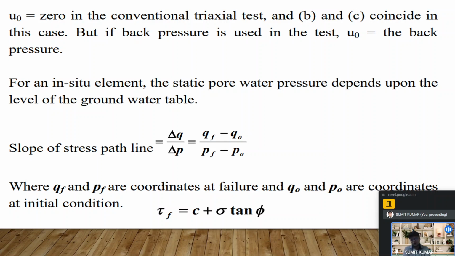valid. So in those cases, for in situ elements, the static pore water pressure depends upon the level of the groundwater table. The slope of the stress path line is delta q by delta p, and delta q is nothing but q final minus q initial, where q naught is the initial condition. Similarly, delta p is p final minus pore water pressure at final stage minus pore water pressure at initial stage, and with the help of that we are able to find the slope. Similarly, we already know that the shear strength is the value of cohesion plus sigma tan phi.